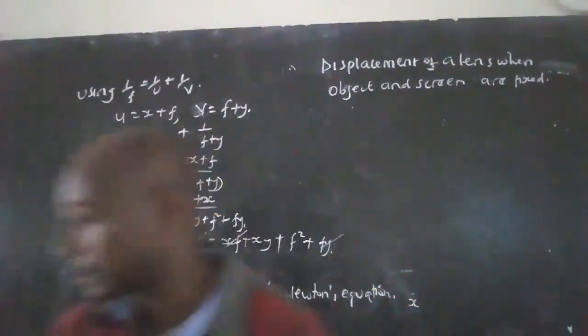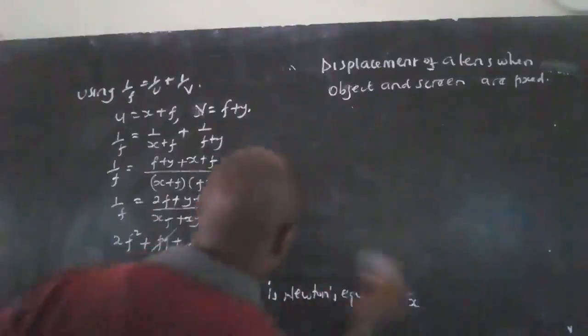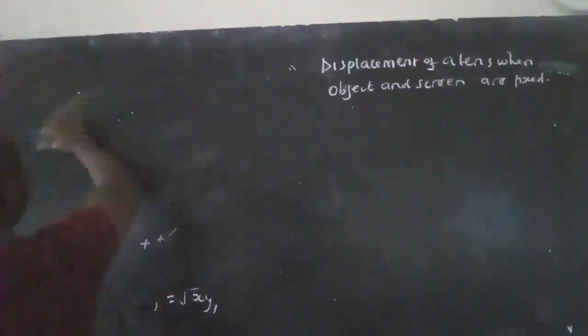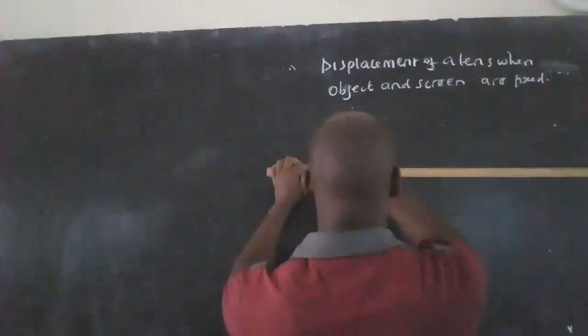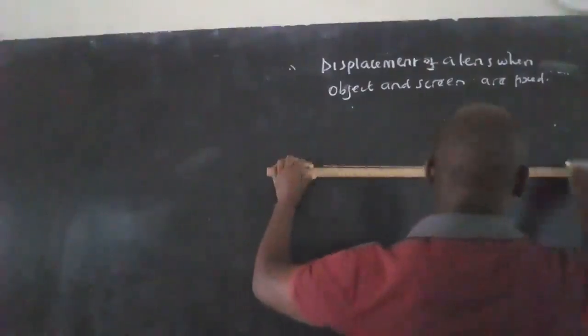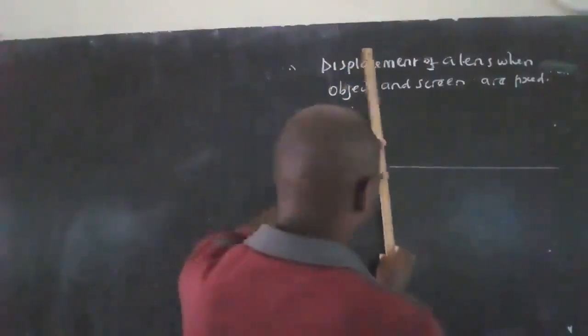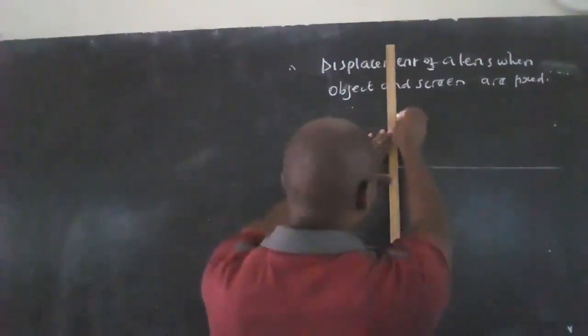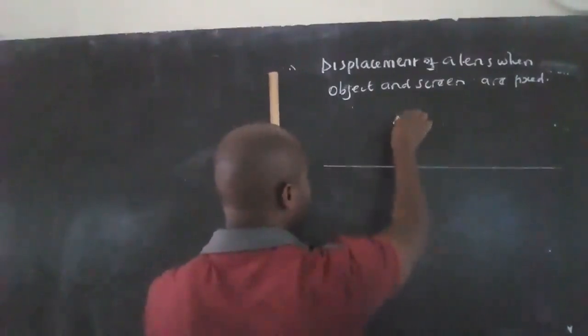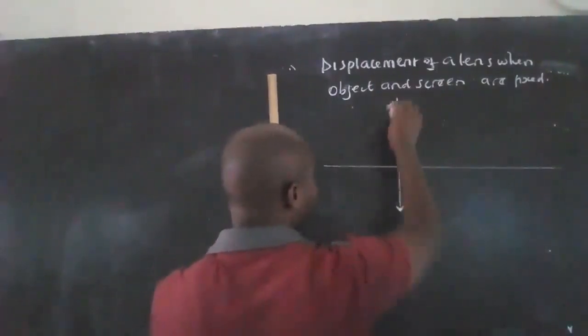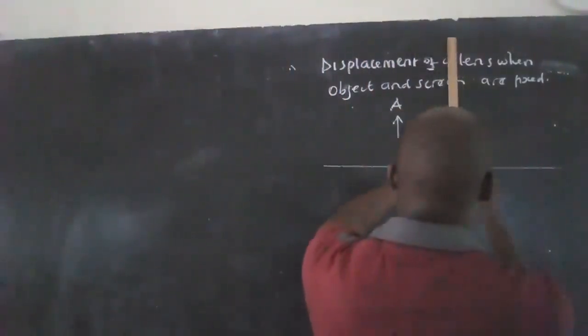So let us displace the lens. Let's say this is the principal axis. Then you have the lens. Let's call this the lens in position A. This is the lens in position A. Displace it here.